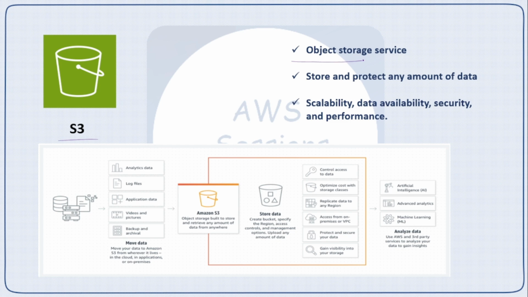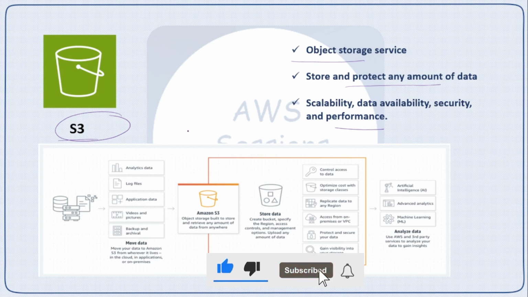S3, and this is our object storage service, and it can store any amount of data. It is highly scalable and it provides good security and performance as well. So this is one of the foundational services, and just to make sure that while creating a bucket, names are unique globally. So if that name is already taken by some bucket, then you cannot create another bucket with the same name. So that is S3.